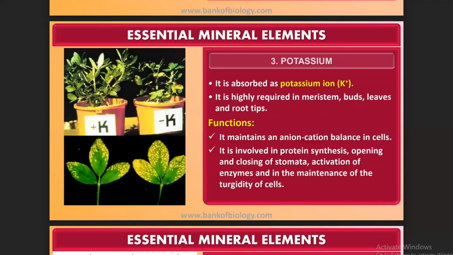Okay. Then potassium, it is absorbed as K plus ion. It is highly required in meristem, buds, leaves, and roots. Function: it maintains the anion cation balance in the cell. It is involved in protein synthesis, opening and closing of stomata. At least that you all will remember. K plus ion theory of opening and closing of stomata. Activation of enzyme and in maintenance of the turgidity. So two easy points to remember are opening and closing of stomata and maintaining the turgidity.